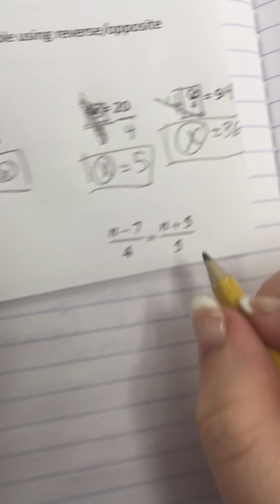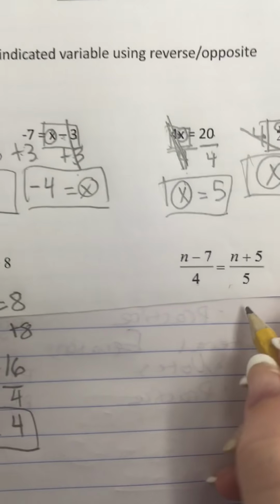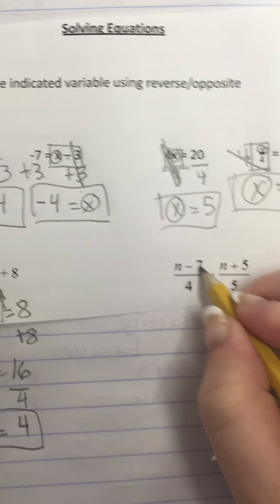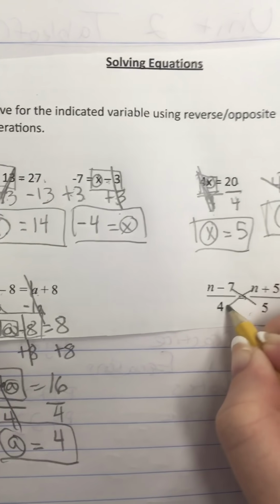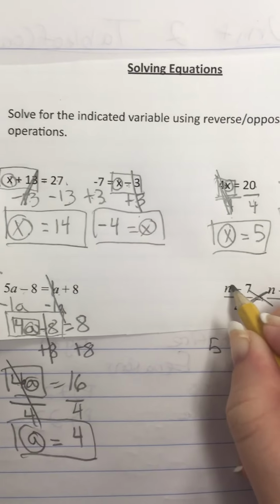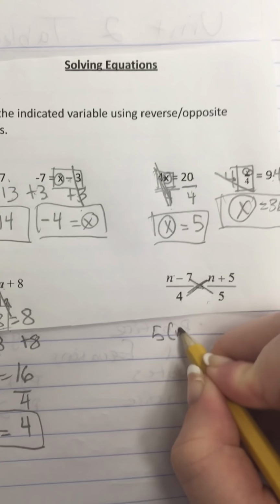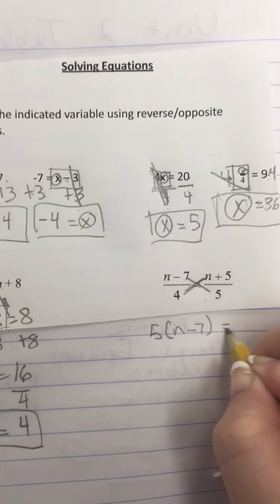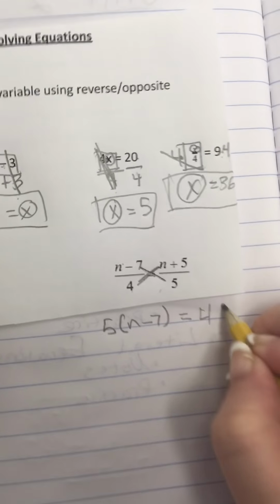All right, so last problem, a little bit more complicated. Whenever we see two fractions, we can do something called cross multiply. So we're going to multiply the things that are across from each other. All right, so we're going to do 5 times n minus 7. But in order to multiply this by the whole thing, I'm going to put it in parentheses. All right, so now we have 4 times n plus 5. We're going to do the same thing.